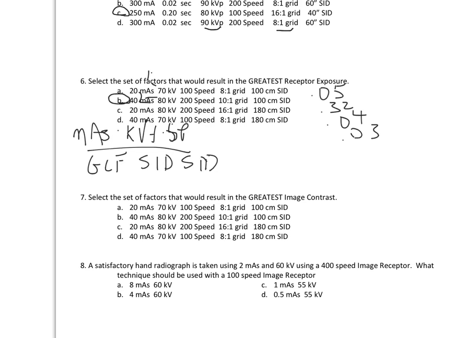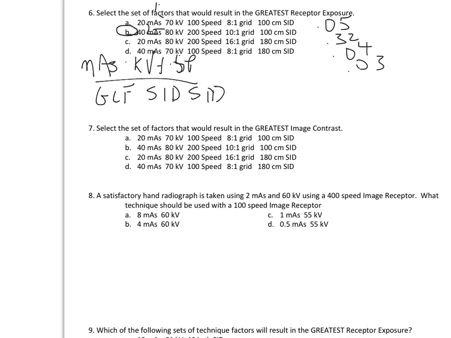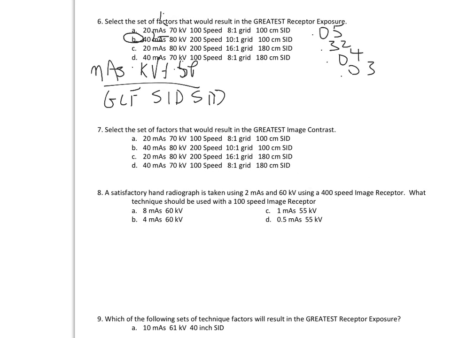For the next set of factors, we have the same set of factors, but we're asked about image contrast, and so again, we're going to look at kV, and the lowest kVs are the 70 ones, and then which of those has the highest grid ratio, and that's not going to work.